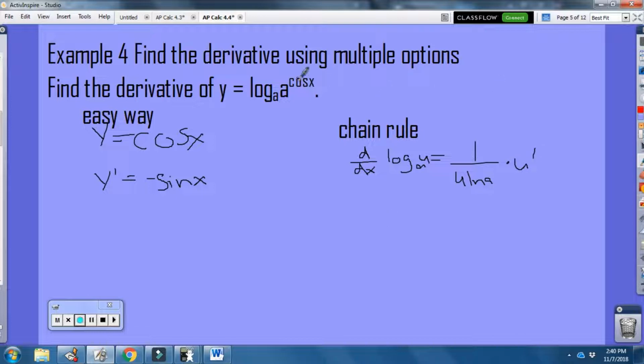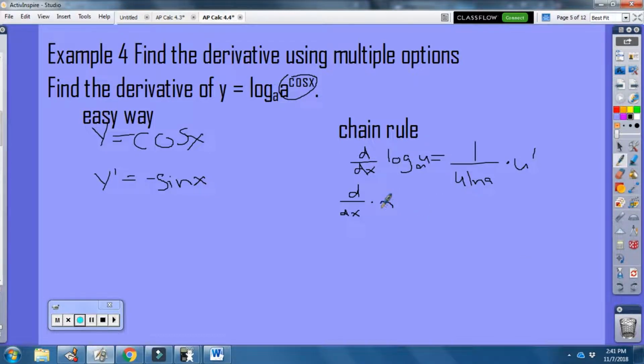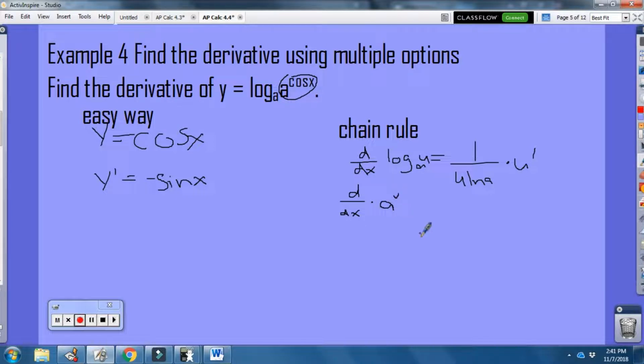In this case, u is a to the cosine of x. So I can find that too. I'm going to have to use my formula for the derivative of a to a power. I'm going to rewrite the formula, but instead of that, I'm going to say a to the v. So the derivative of a to the v is a to the v times the natural log of a times v prime. That's just my formula. I wrote it in terms of v since I have to do a double chain rule problem to do it this way.